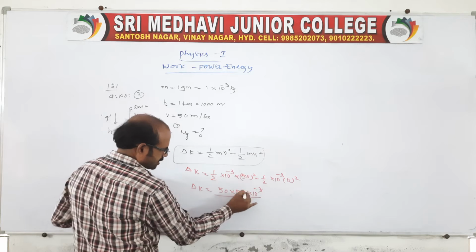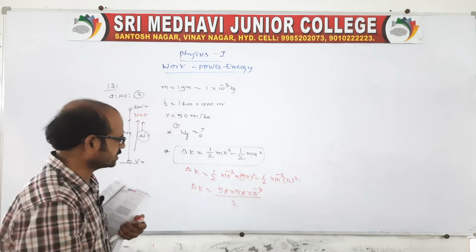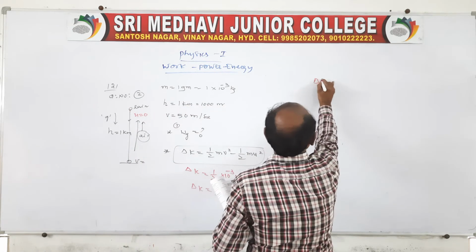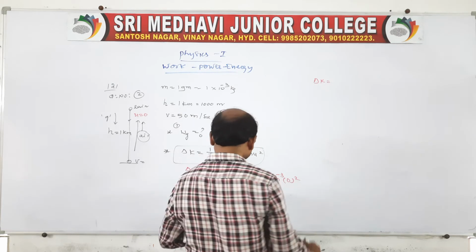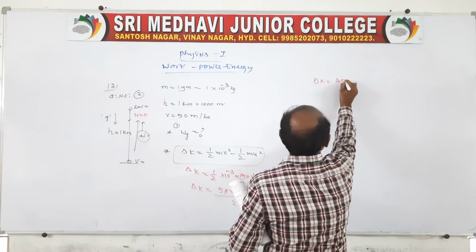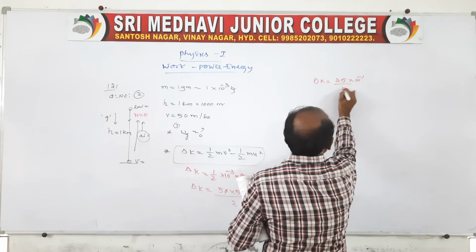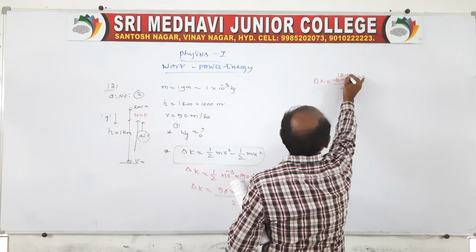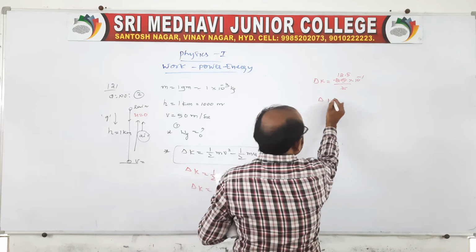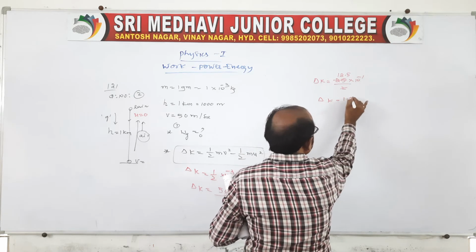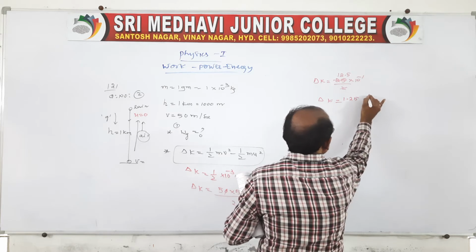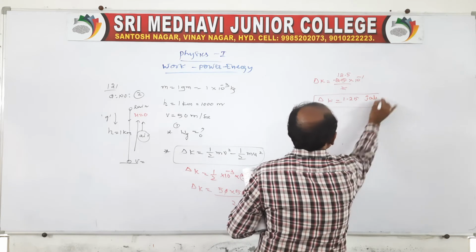So, the 10 power minus 3 will be cancelled. Therefore, delta k, the change in kinetic energy, is equal to 25 into 10 power minus 1 by 2. This is 12.5. So delta k is equal to, here 10 power minus is there, no? Multiply with this, then 2.5 joule it is. This is the change in kinetic energy.